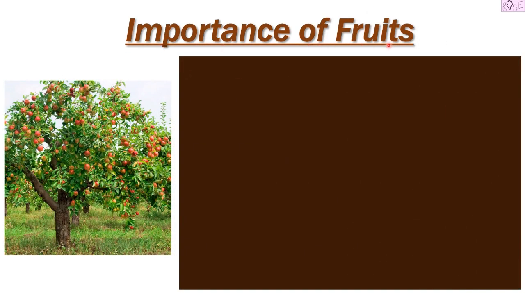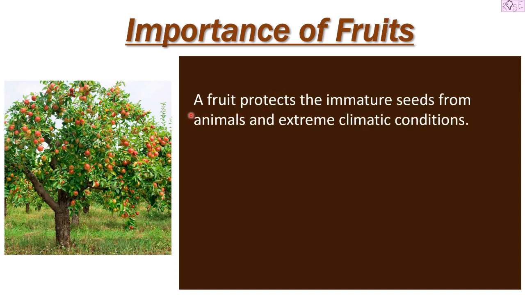Next is importance of fruits. Why are fruits important for plants? First is a fruit protects the immature seeds from animals and extreme climatic conditions. So we all know what is present inside the fruit. Seeds are present. So this seed is protected by the fruit so that animals would not eat it and extreme climate could not affect it.